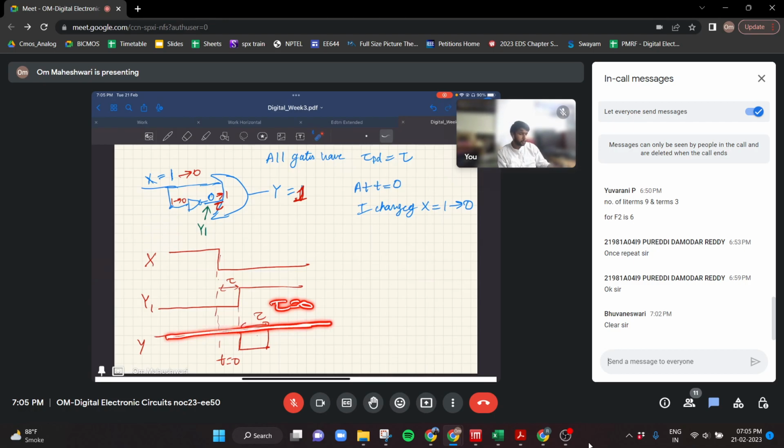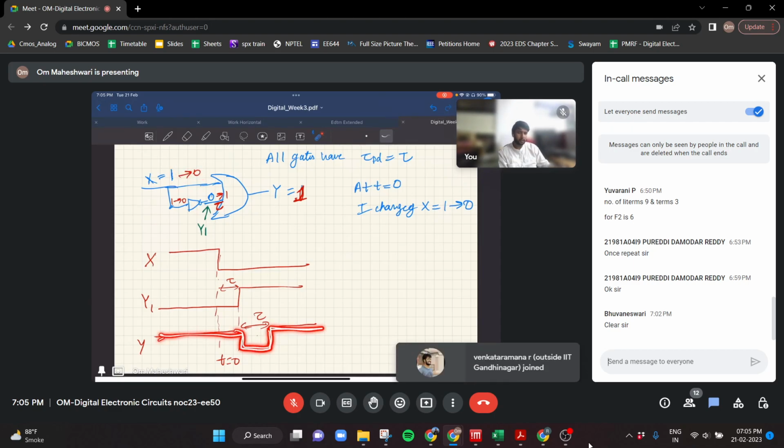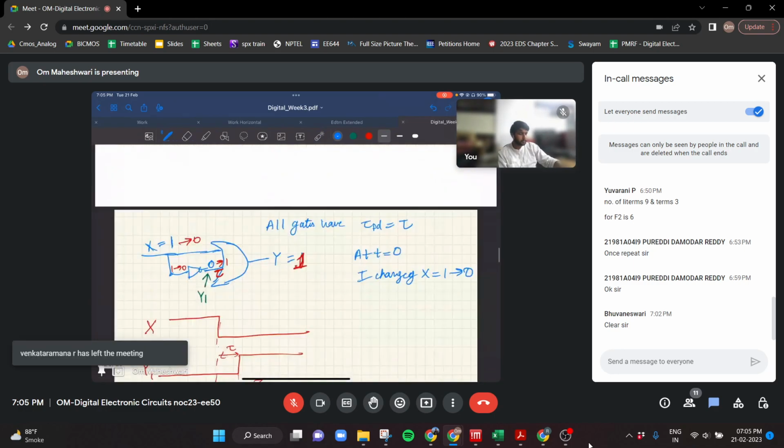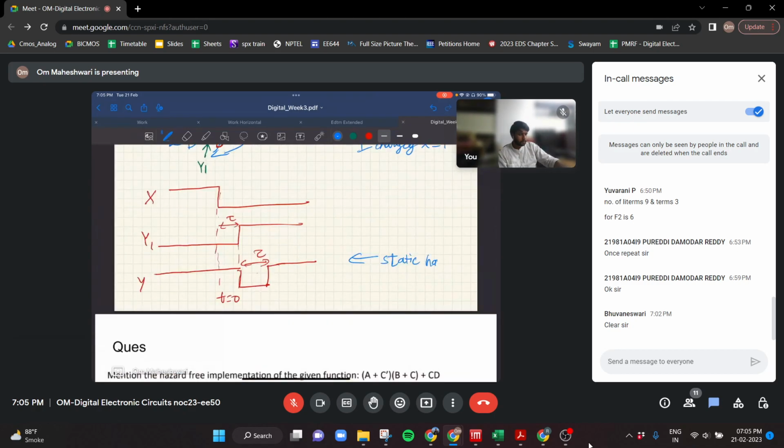But due to this switch from 1 to 0 of x, there is a glitch here that we did not want. This is called static hazard. Okay.